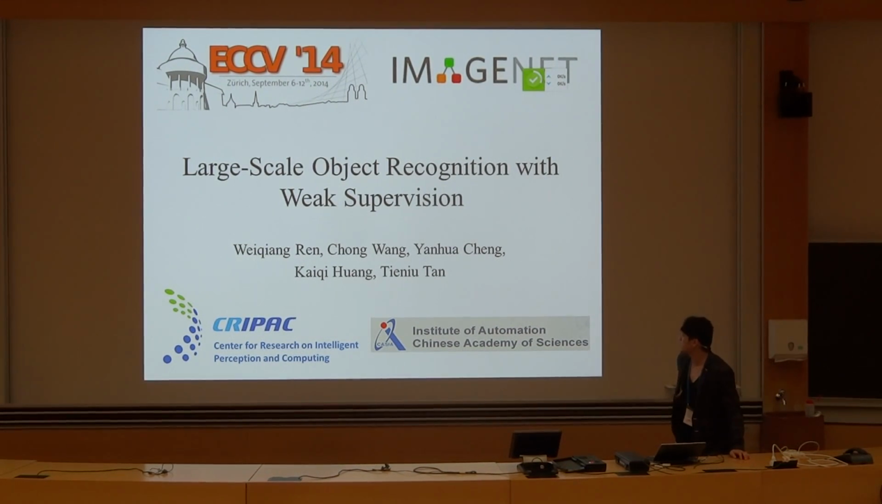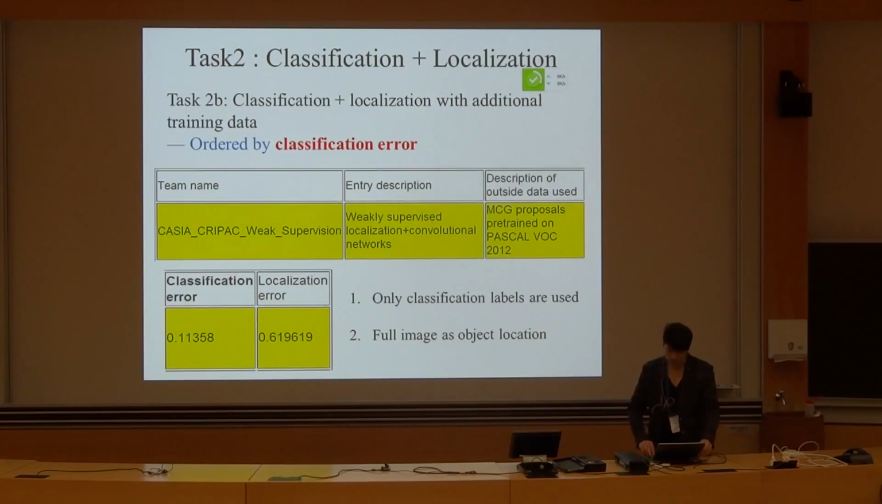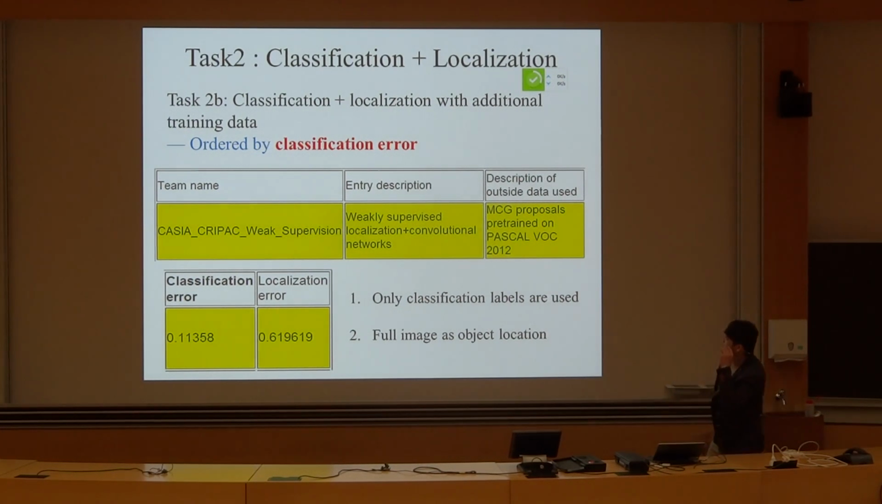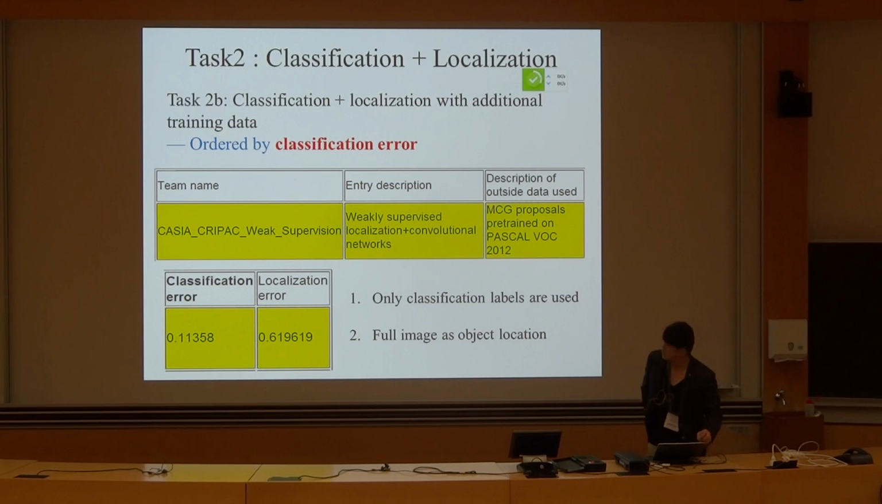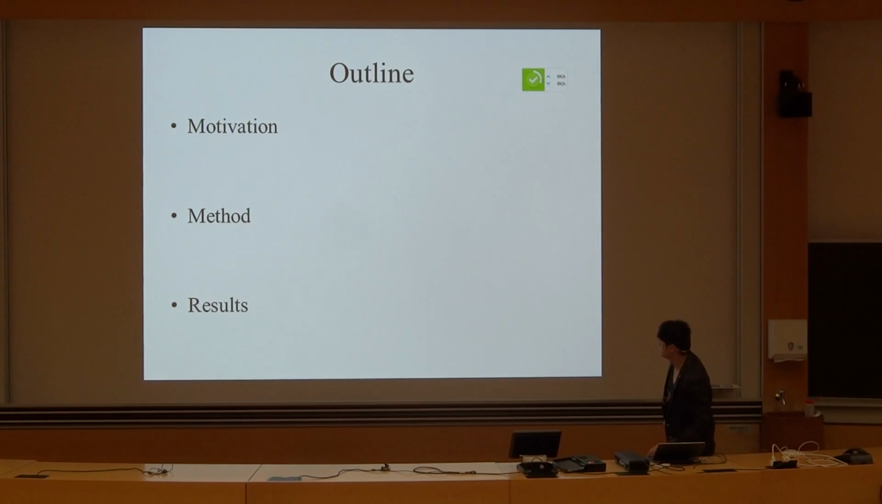This is large-scale object recognition with weak supervision. I'm from the Chinese Academy of Sciences. We are in this competition. The task is classification and localization with additional training data, and ordered by the classification error we ranked first. Here we only use the classification data, and the localization result is returned by using the full image as object location. Here is the outline of our report: motivation, method, and results.